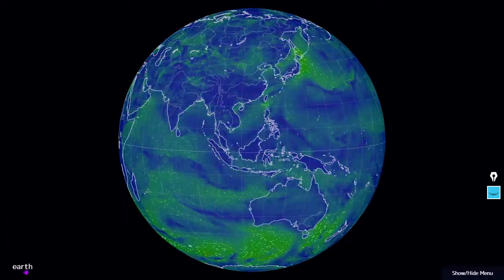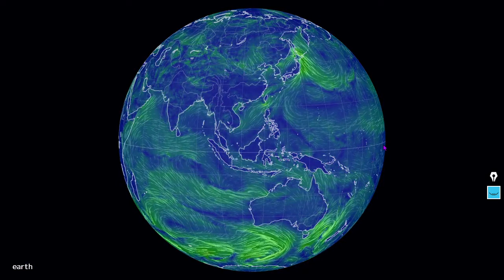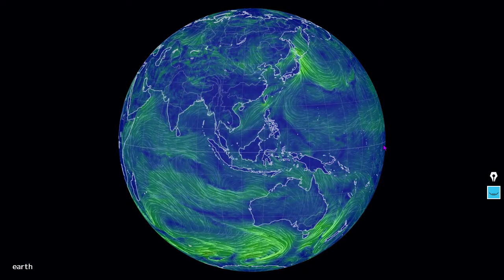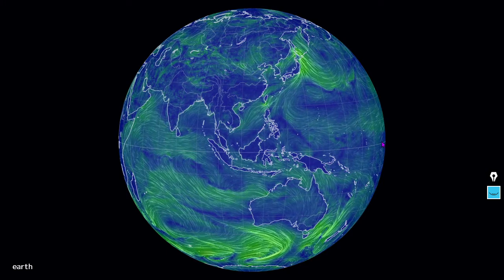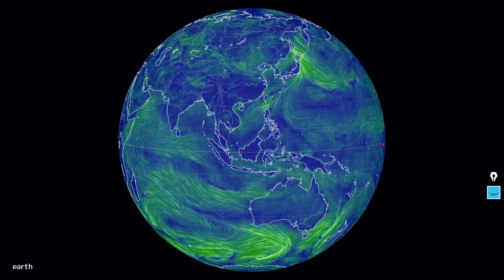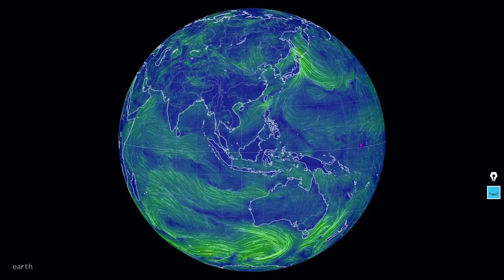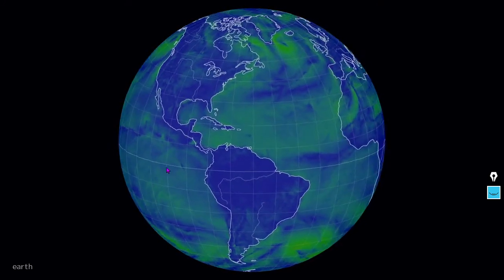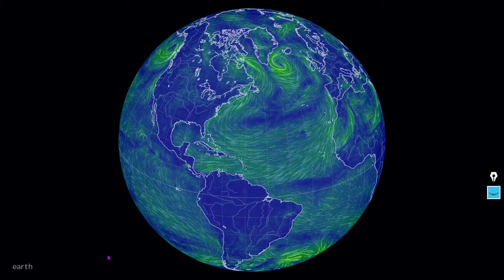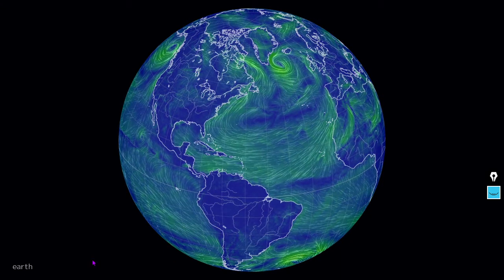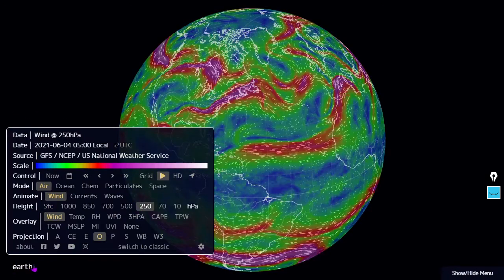Here are the surface winds of the eastern world. We'll leave that on for a moment before we rotate the planet. Some strong winds on the east coast of Japan right now. Here are the surface winds of the western world. And let's show the jet streams before we continue on.